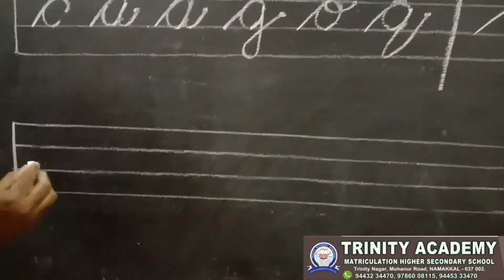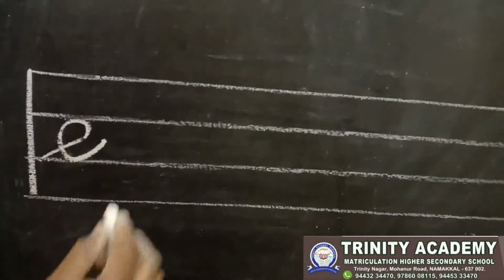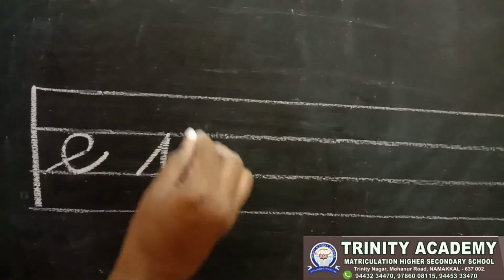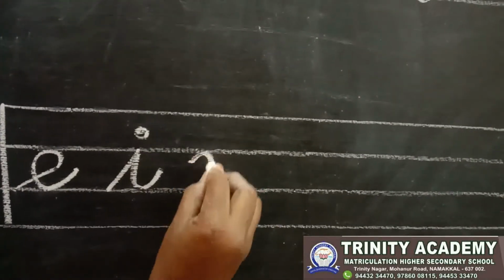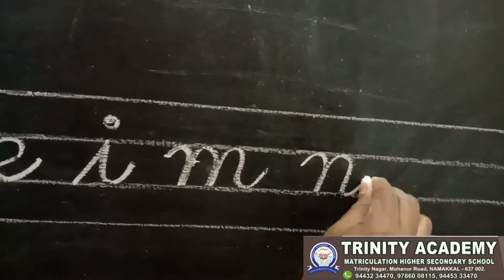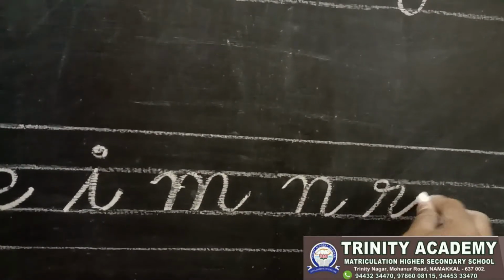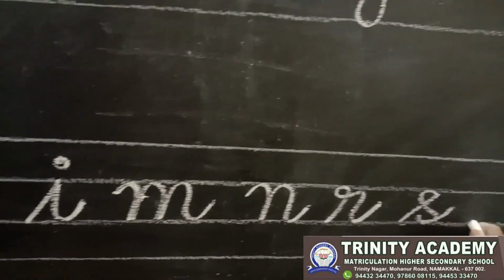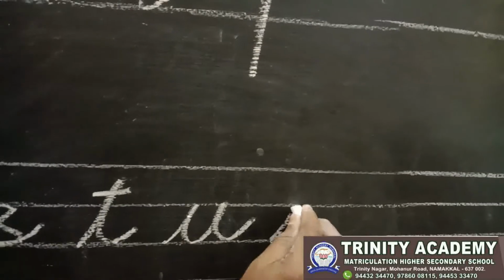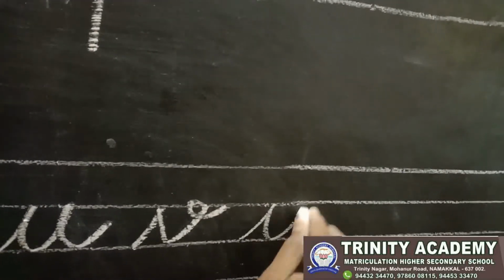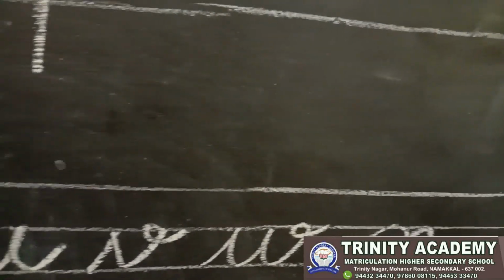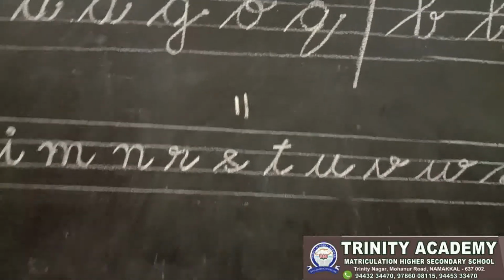Then two line letters. There are 11 two line letters. We can learn these letters one by one. First one E, next I. It touches second and third line. Starts from second line and ends in third line. N, R, S, T, and the last letter is Y. There are 11 two line letters.